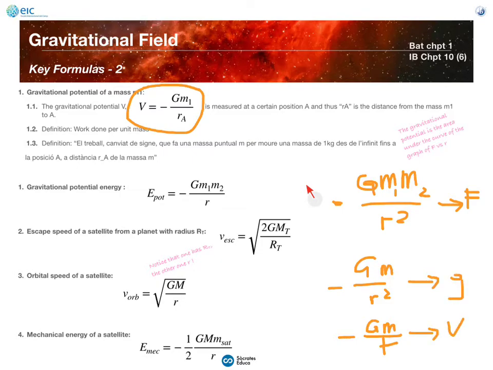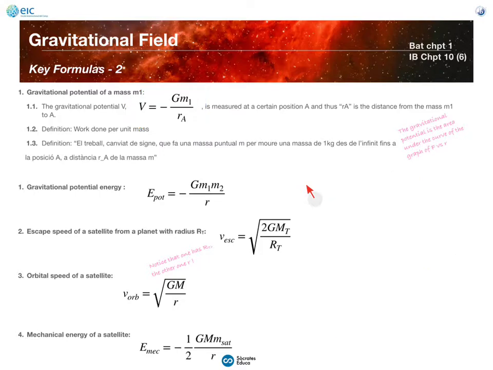Okay? Remember that the first two quantities are vectors, while the gravitational potential is a scalar quantity.